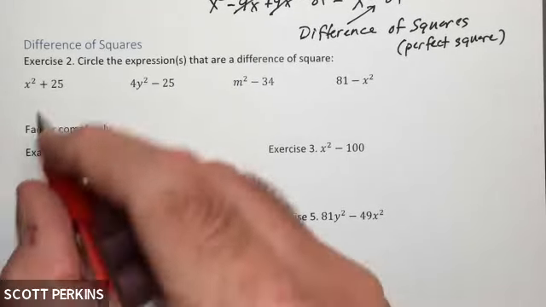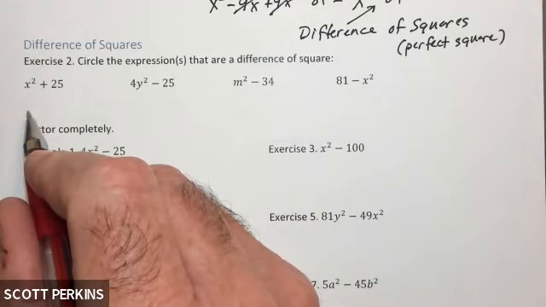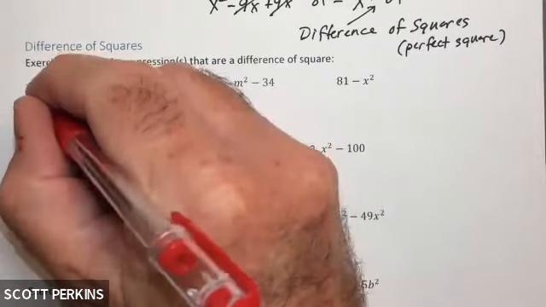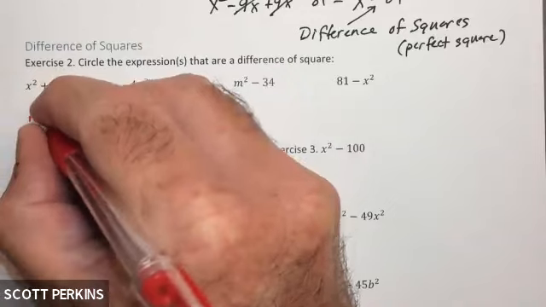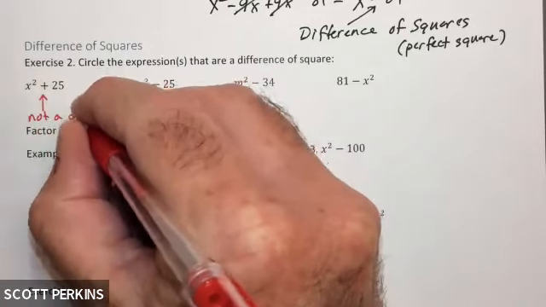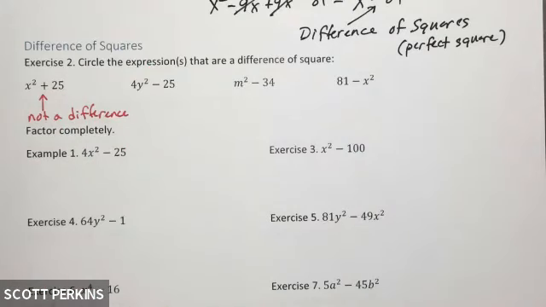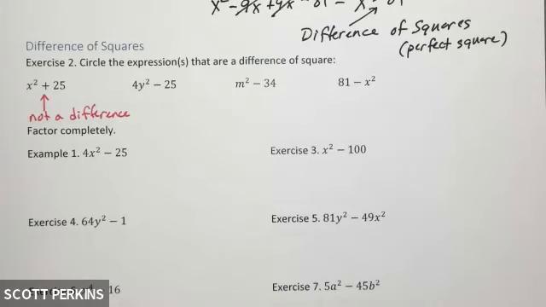All righty, should I circle the first one? Is the first one a difference of squares? No, why is it not a difference of squares? Okay, it's got a positive. Put a little arrow right there, so that is not a difference. That's probably the most common mistake, is students getting fooled by a sum of squares. You can't do anything with a sum of squares.